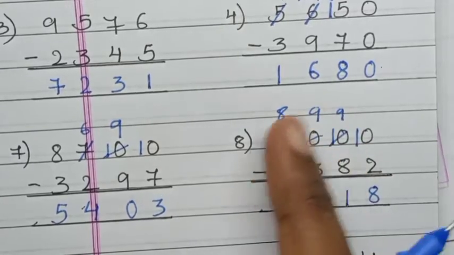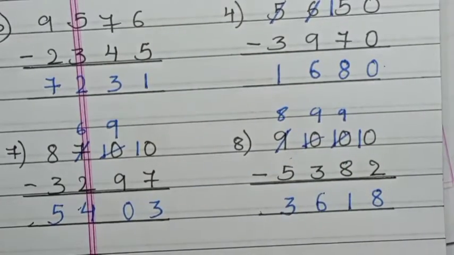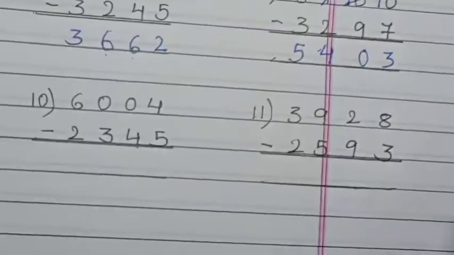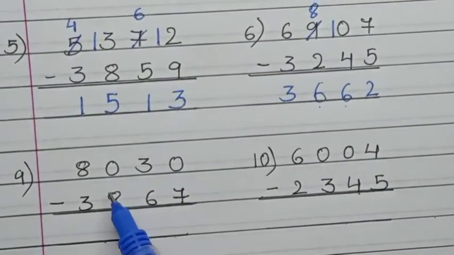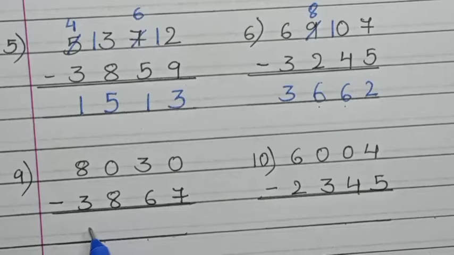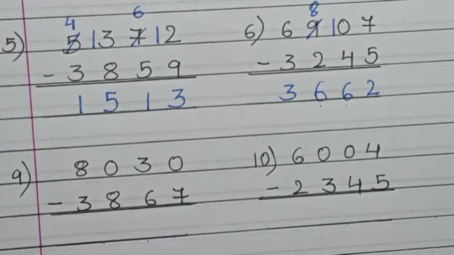Okay. This method you have understood now, students. You have to borrow from the greater number you have towards the left side. Okay. Let's solve the next one. That is the ninth one. 8030 minus 3867.